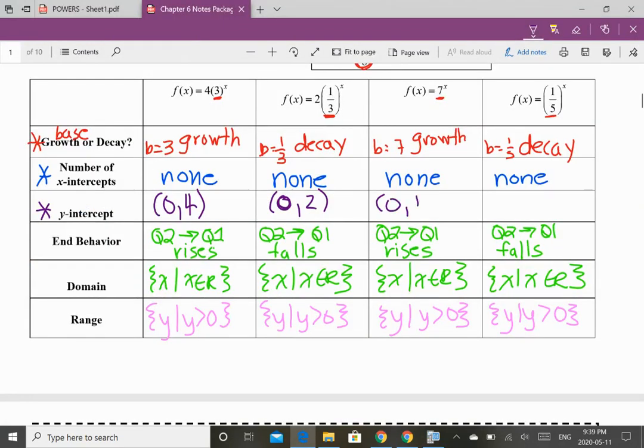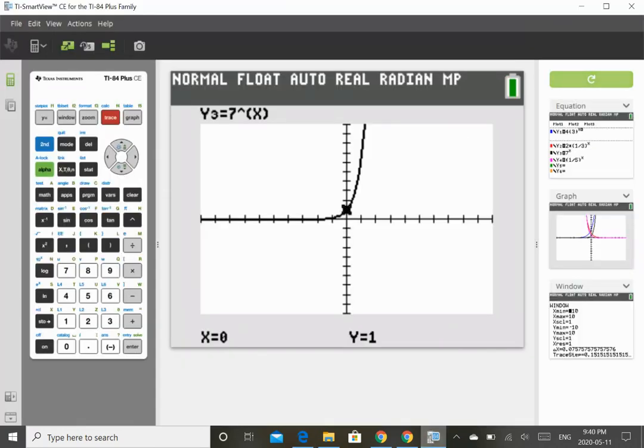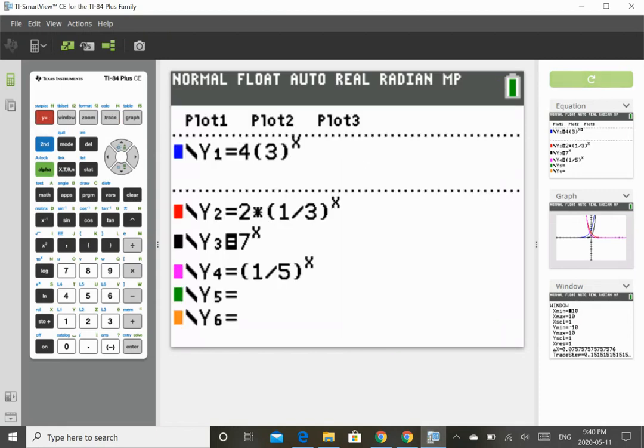Now, is that connected to our a value? Well, it looks like for this one we don't have an a value, but we actually do. Another way that we could write this function, we don't usually do this, is 1 times 7 to the power of x. Usually when we have a coefficient of 1, we don't write it, but it is there. So again, it actually works out. Our y-intercept is again connected to our coefficient. It's the same.